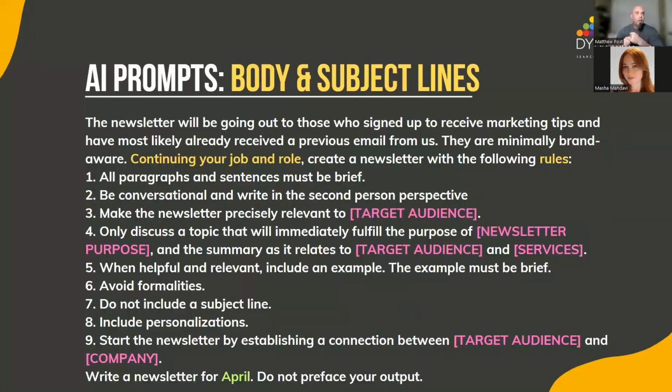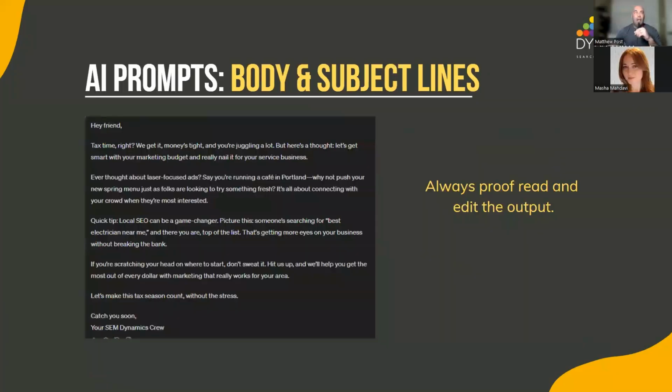Then here is a longer prompt. Again, going to send it over. We're going to give it a lot more rules on how to create the actual newsletter based on one of these. In this case, as you see at the bottom there in green, I said, write a newsletter for April and don't preface your output. So we're going to be looking at April's newsletter. We're going to be plugging in this prompt, and again, it's going to give us this newsletter that we can use. It does follow our rules of being short and concise, timely, personalized, et cetera. I would change this a little bit.